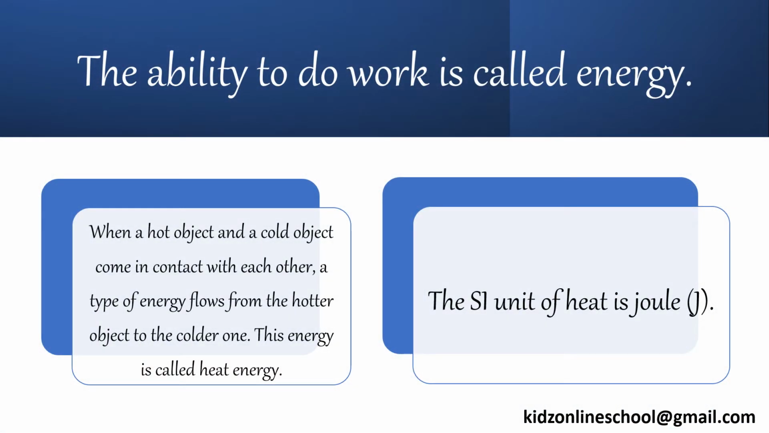The ability to do work is called energy. When a hot object and a cold object come in contact with each other, a type of energy flows from the hotter object to the colder one. This energy is called heat energy. The SI unit of heat is joule.